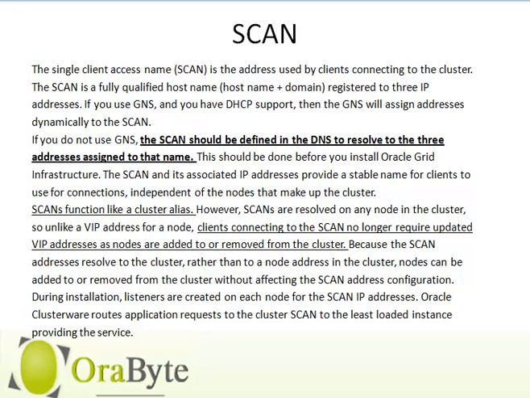In that case, GNS is not going to allocate the IPs for scan VIPs. Scan VIPs are required to start scan listeners. So what we have to do in this case is have one scan name be resolved by 3 IP addresses. This decision is made basically during the installation itself.